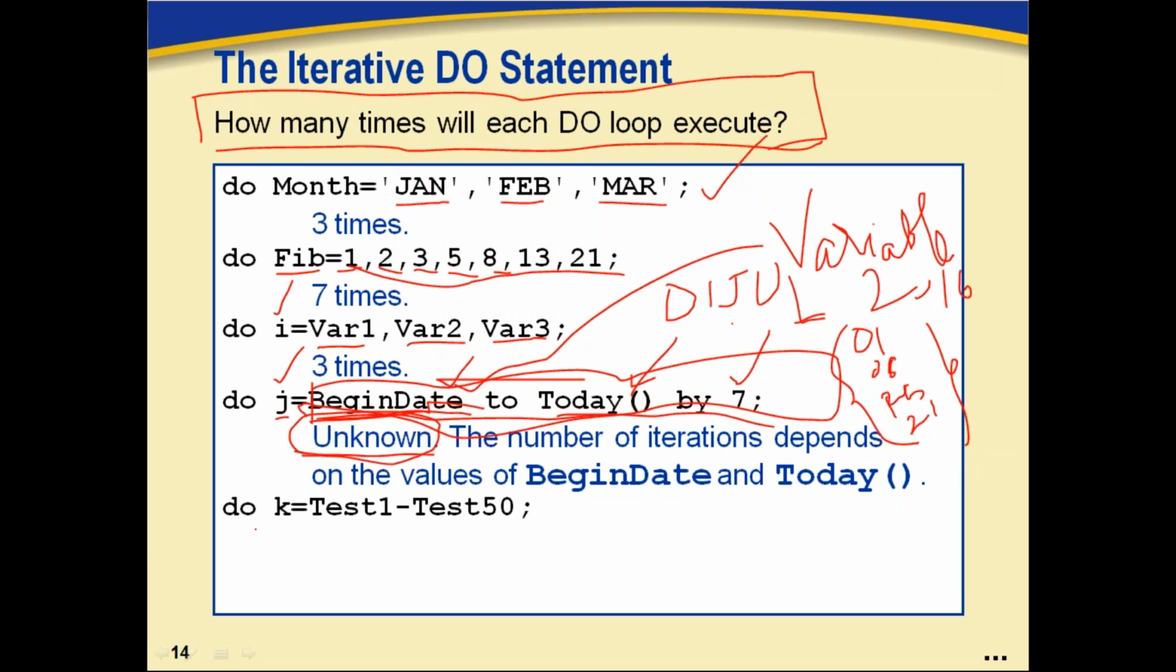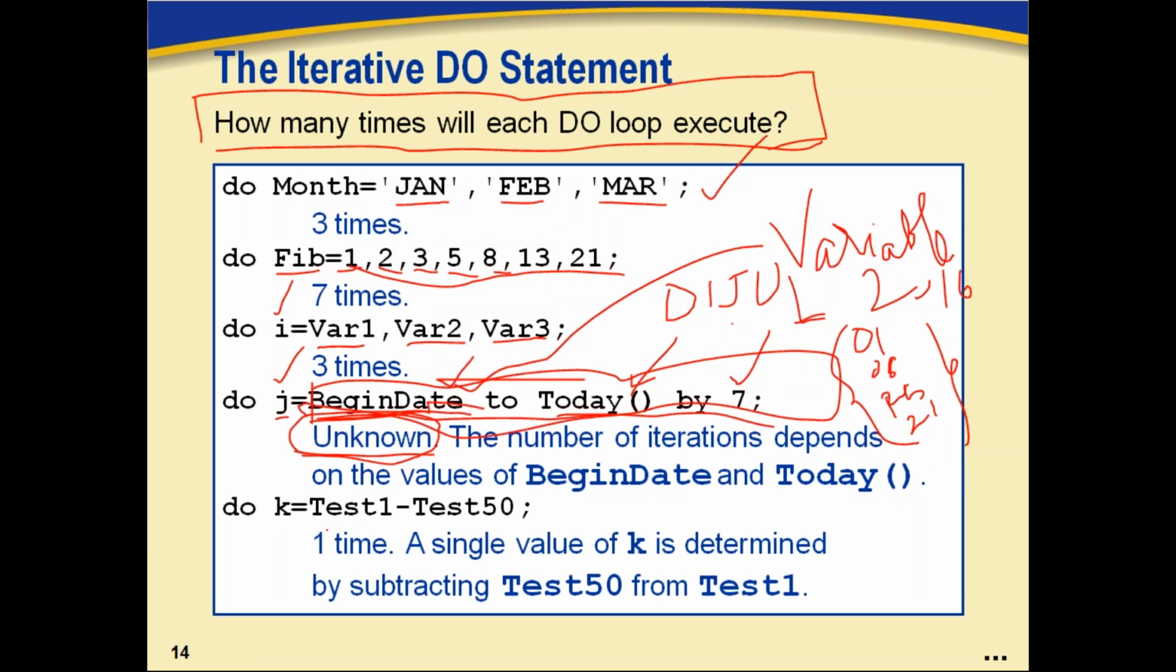And the last one here, it's an interesting thing. So what do you mean by this? K equals test1 minus test50. If you write it this way, it will execute only one time. A single value of K is determined by subtracting test50 from test1. It will execute only one thing.